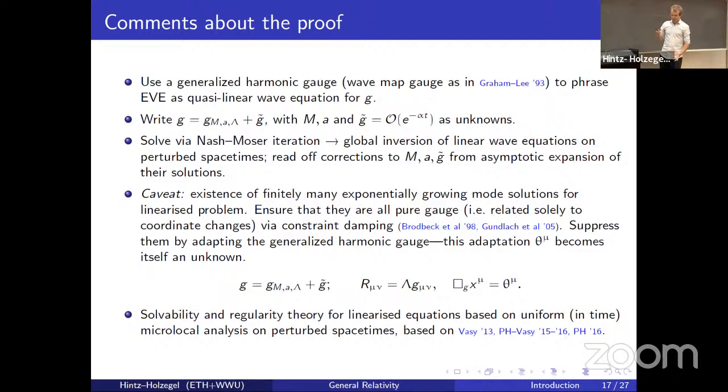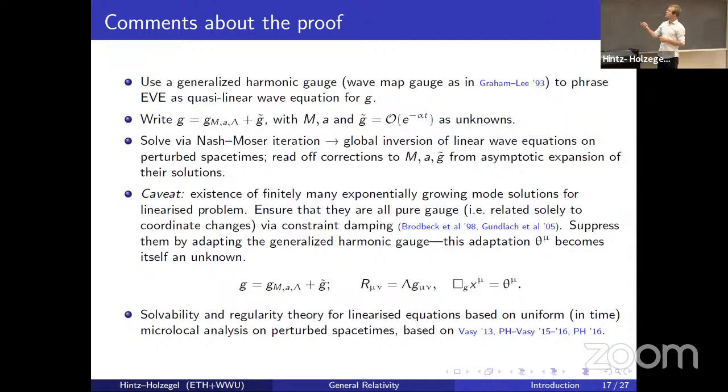One important conceptual caveat is that the linear equations that arise in this way do not actually satisfy mode stability. But by phrasing the Einstein equation coupled with the gauge condition suitably, one can arrange that all these exponentially growing modes of the linear equations are actually related to this coordinate freedom, to this diffeomorphism invariance. And the trick to getting rid of them is to also make the gauge condition flexible.